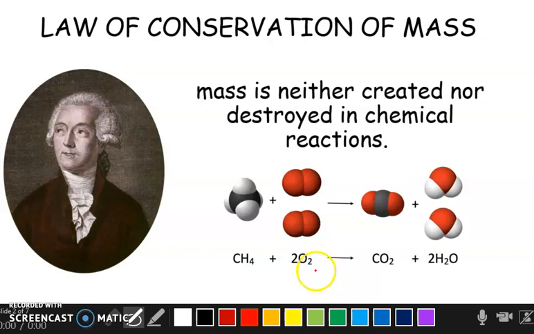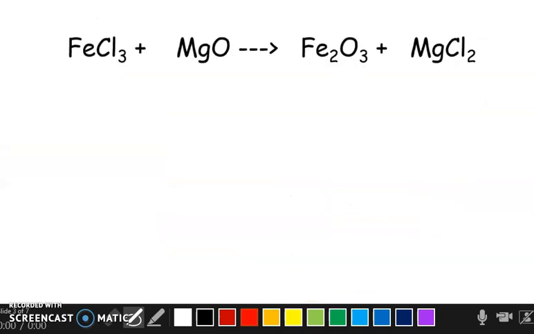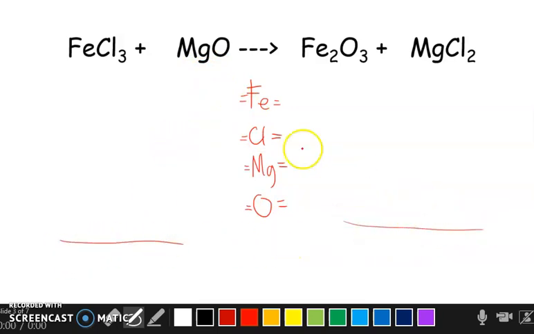So the idea for balancing is following this concept, and I'll show you how. This is a chemical equation. Let's try to identify whether this is balanced or not. You'll have here iron, chlorine, magnesium, and then oxygen as well. Just place an equal sign. Everything related to the reactant side we'll write on the left side, and for the product side we'll use this one.